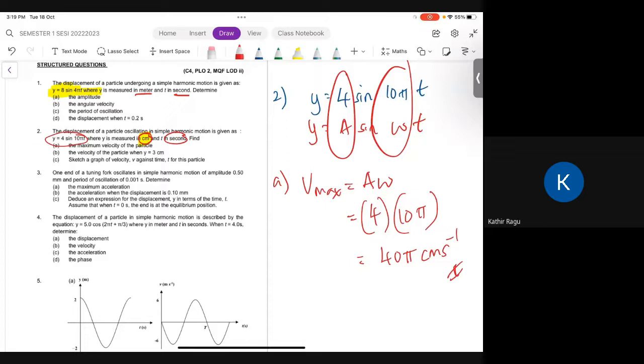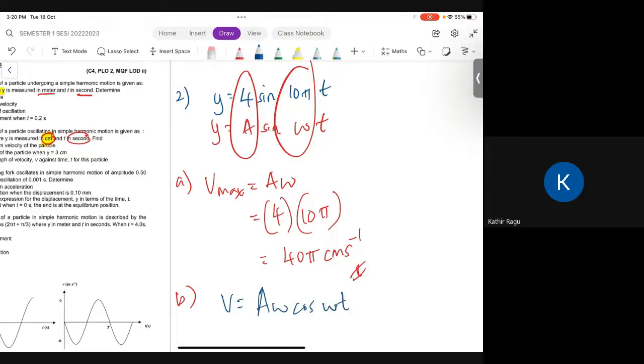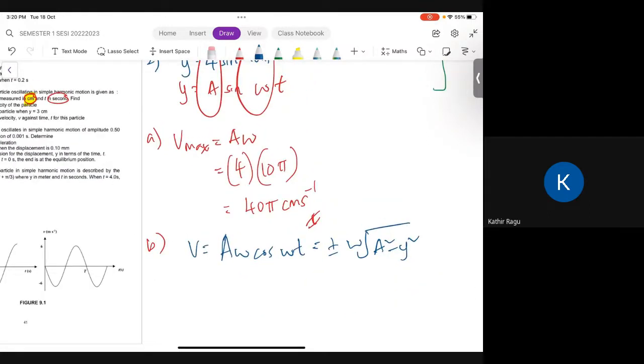Kalau nak tukar pun boleh, tak nak tukar pun boleh juga, tak ada masalah. Kalau tak nak tukar lagi senang lah. Tapi sebenarnya bagusnya tukar semua dalam SI unit. Okay, number B. They ask you to find velocity when y is 3 cm. So what we need to do, okay, ingat tak formula V? Formula V ada dua, iaitu V equals to A omega cos omega t, satu lagi plus minus omega square root A squared minus y squared.